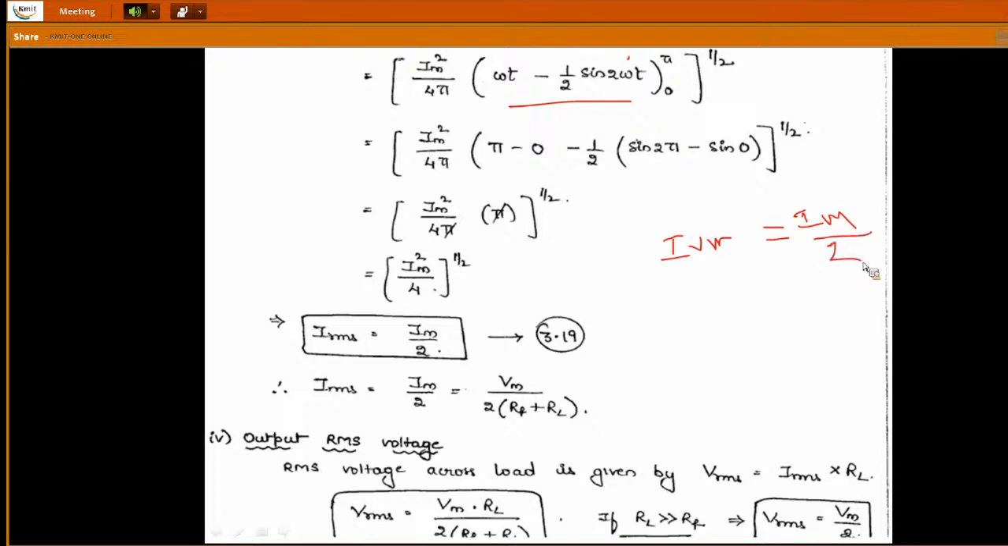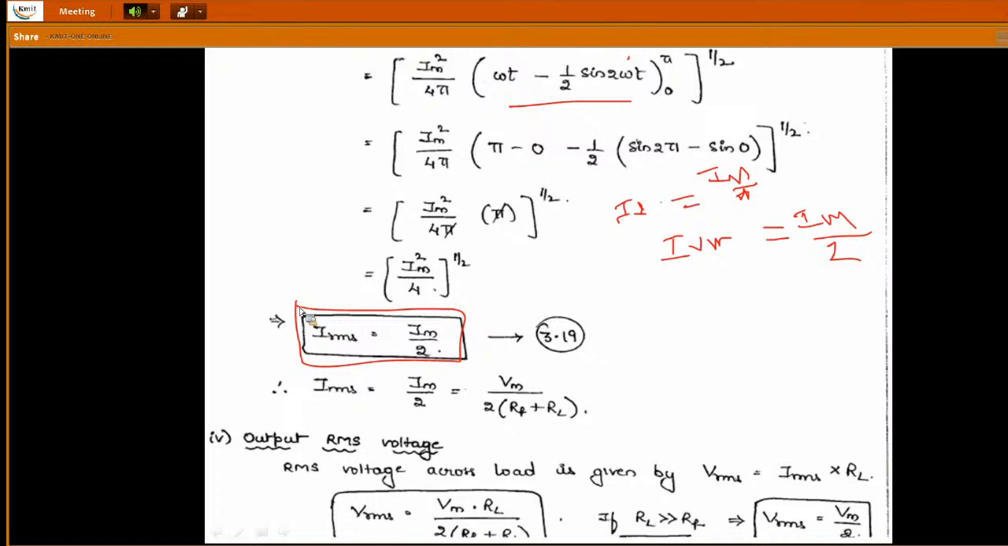Now what is the IDC value? From the previous expression, IDC is equal to Im by pi, and IRMS is equal to Im by 2. This is the expression for your RMS value. Just to go through this, everything I gave you clearly; I solved it clearly with respect to all those values.